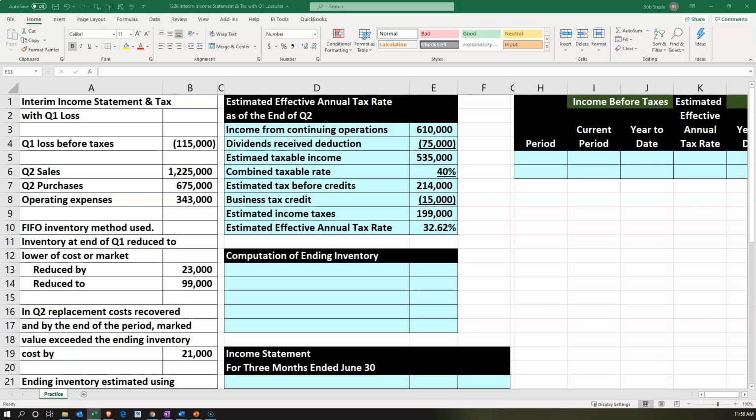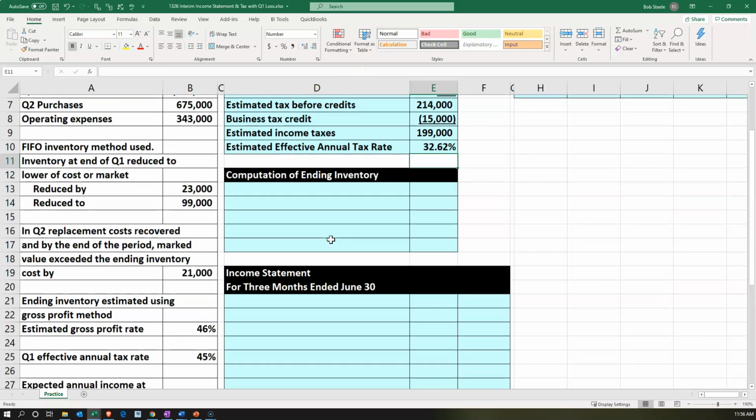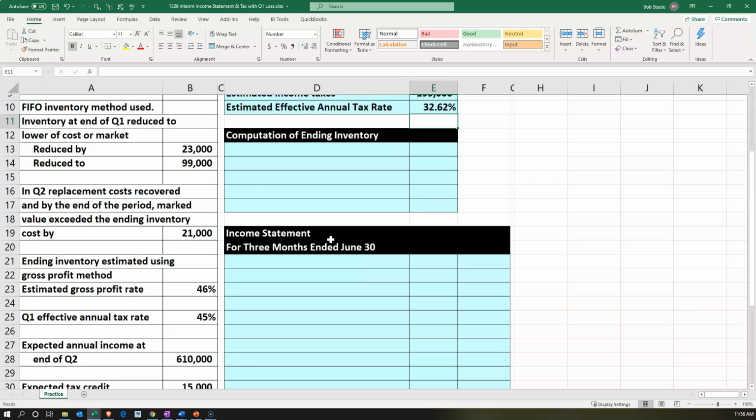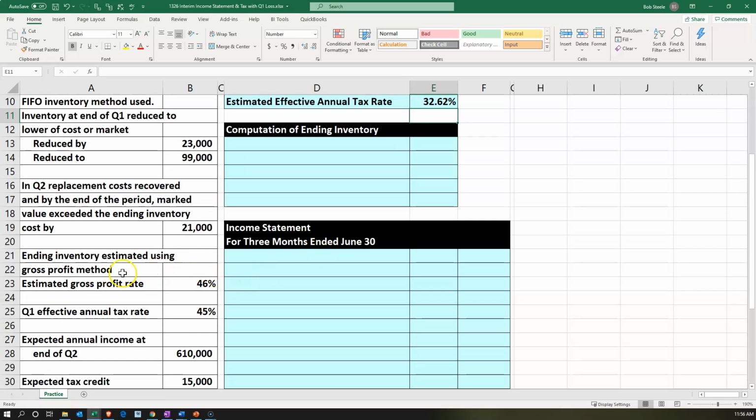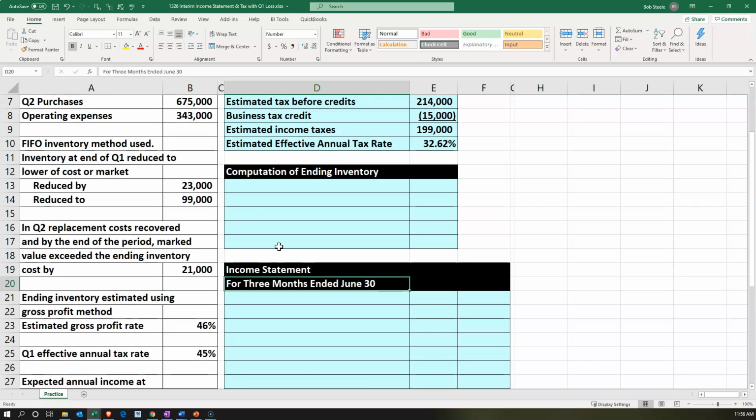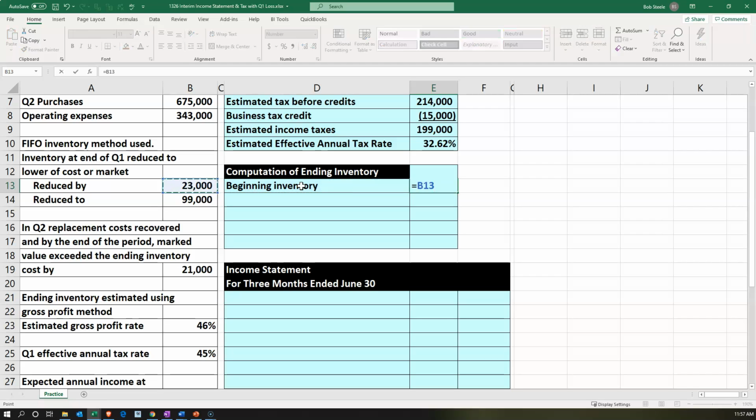So the next thing we're going to do is a computation of the ending inventory, because the ending inventory, you'll recall down here, was estimated using the gross profit method. So let's do a calculation of the ending inventory. We're going to start with the beginning inventory here. This is kind of just an alteration of the cost of goods sold formula here. So we're going to say beginning inventory was 99,000.